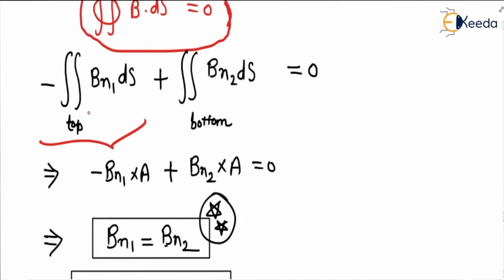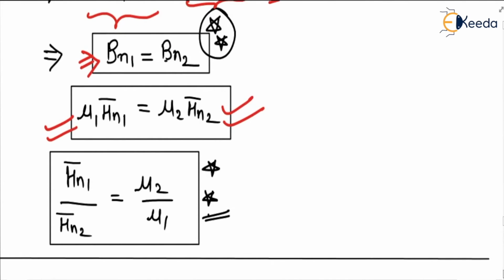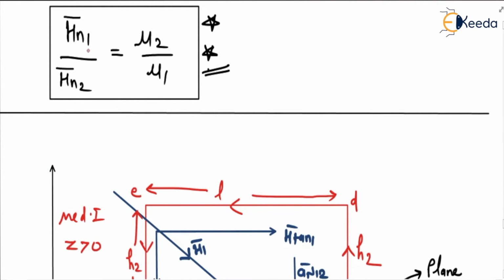Let the total area of the top surface be A. So minus Bn1 into A plus Bn2 into A is equal to 0. After solving, Bn1 is equal to Bn2. So this is one of the boundary conditions for the magnetic field. And mu1 Hn1 is equal to mu2 Hn2. We can also write Hn1 by Hn2 is equal to mu2 by mu1. It is one of the important boundary conditions.